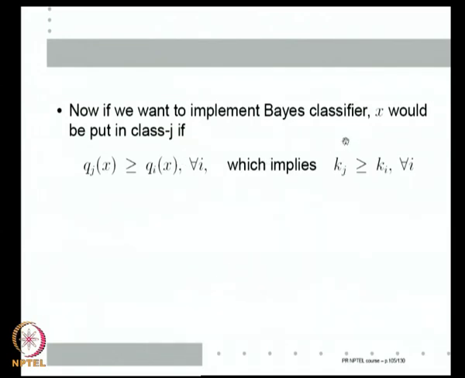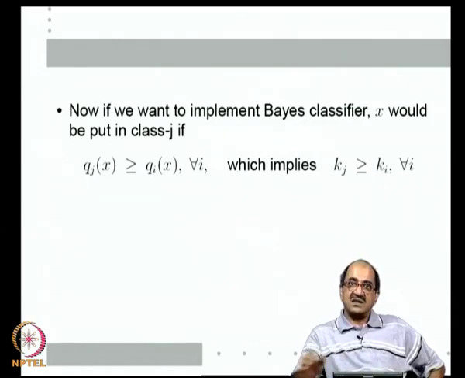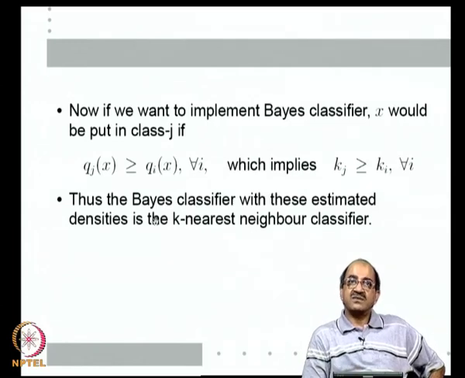So, what does this mean? If we want to implement the Bayes classifier, x would be put in class j if q j x is greater than q I x, right. Let us take 0 1 loss function for simplicity. So, if the posterior probability of class j is greater than the posterior probability of class I, put x in class j. Now, q j x greater than q I x is the same as k j greater than k I. What are k j and k I? Out of the k nearest neighbors of x, k I are in class I, k j are in class j. So, if class j neighbors are more than class I neighbors out of k, that is, if the jth class is the majority class, then the Bayes classifier says put it in class j. So, if I use a nearest neighbor density estimate and use that estimate to implement the Bayes classifier, then what I get is the nearest neighbor classifier, right.